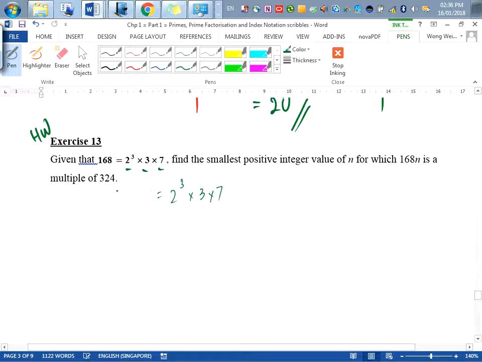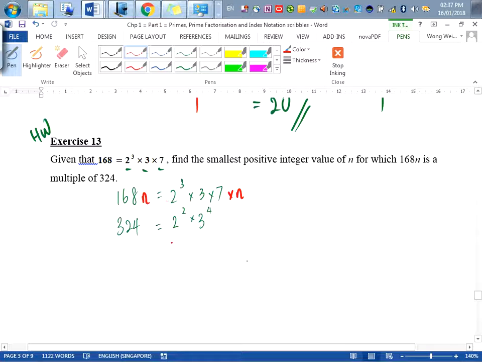And we know that eventually we are going to have a value n over here, so I leave a bit of space. Next value is 324. Expressed as a product of its prime factors, it will be 2 squared times 3 to the power of 4. They want 168n to be a multiple of 324, meaning 324 is going to be a factor of 168n, correct?